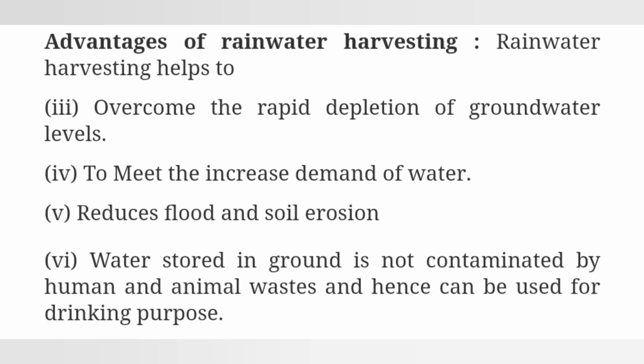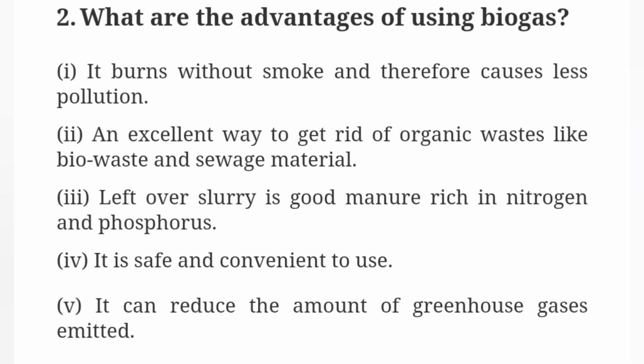Rainwater harvesting helps to, third point, overcome the rapid depletion of groundwater level. Fourth point, to meet the increased demand of water. Fifth point, reduces flood and soil erosion. Sixth point, water stored in ground is not contaminated by human and animal waste and hence can be used for drinking purpose. Second question: what are the advantages of using biogas? First point: it burns without smoke and therefore causes less pollution. Second point: an excellent way to get rid of organic waste like bio waste and sewage materials.